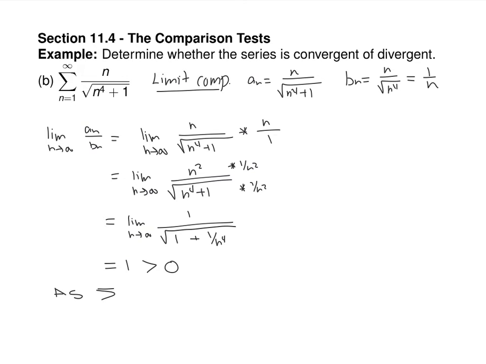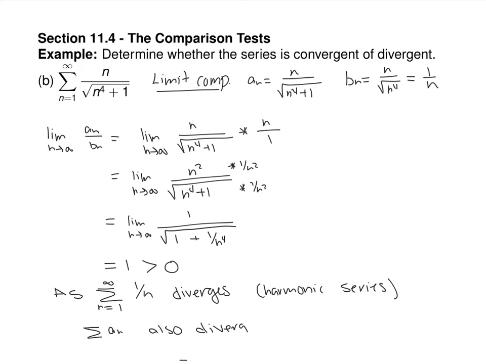So as the sum from n equals 1 to infinity of 1 over n diverges, it's the harmonic series, or it's a p series with p equals 1, the sum of the a sub n's also diverges. Now, be careful here. If you do not put on that sum sign, you are wrong because you're talking about a sequence, not a series. So if you want to talk about an infinite sum, you have to put the summation symbol, or you're not talking about the infinite sum anymore, you're talking about the sequence.